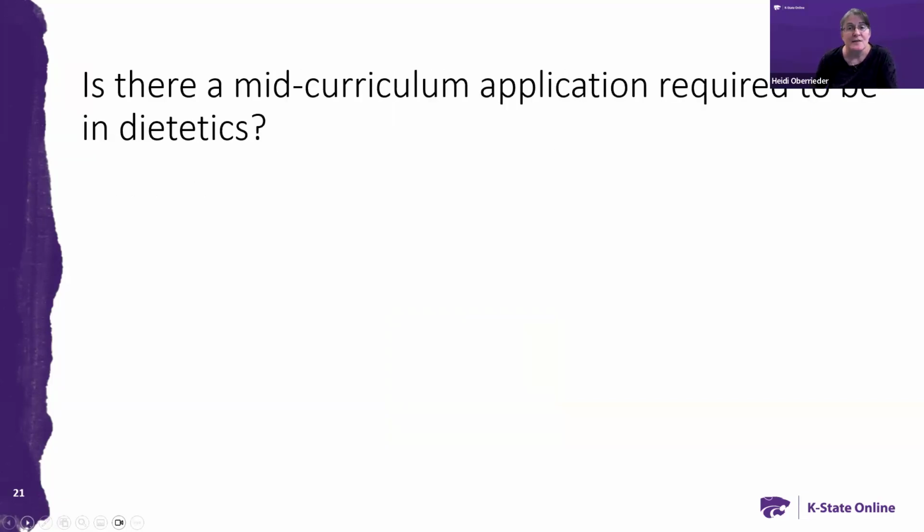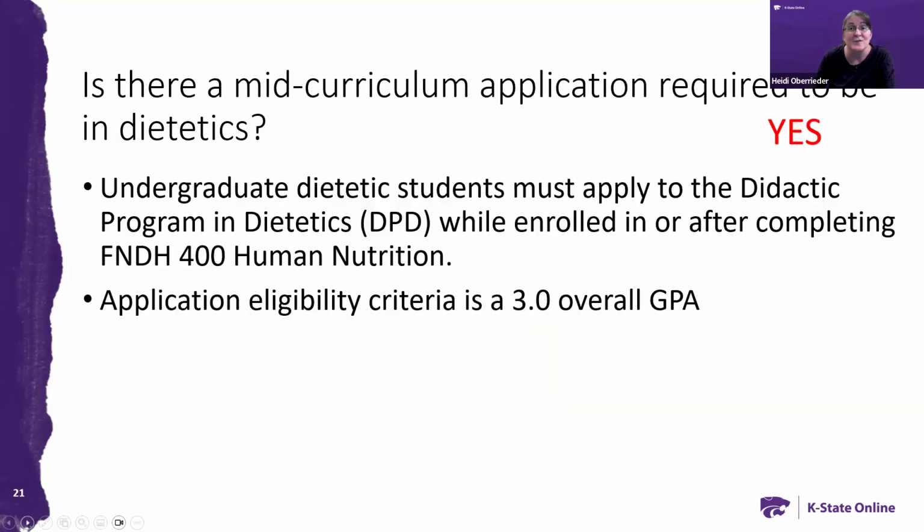Some people may have heard that there's a mid-curriculum application, meaning the time you're here at K-State, into dietetics, and the answer is yes, there is. So undergraduate students will apply to what we call the DPD, or Didactic Program in Dietetics, while enrolled in or after you have completed FNDH 400 Human Nutrition. That's a course that's required for the degree. And you must also at that time have a 3.0 overall GPA, which includes any college credit in that calculation of that GPA.